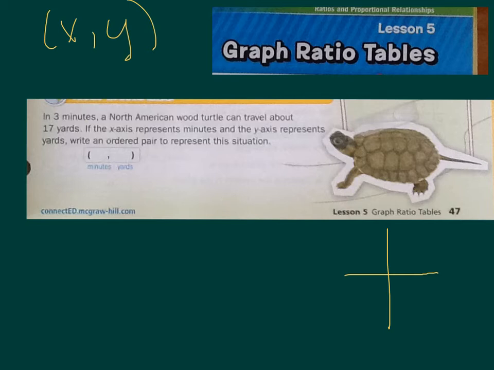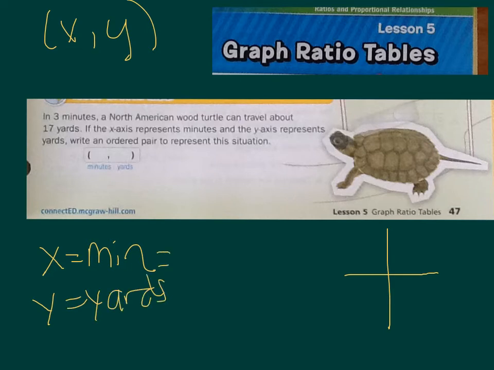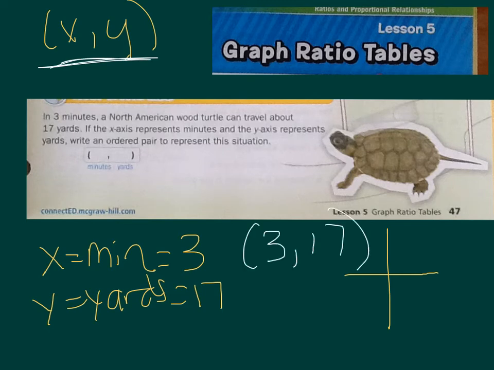So what they're telling us, they want the x to equal minutes and the y to equal yards. Well, they tell us that there are 3 minutes, so x must be 3. And they tell us that there are 17 yards, so y must equal 17. And remember, looking back at how my ordered pairs are set up, my answer should be 3, 17.